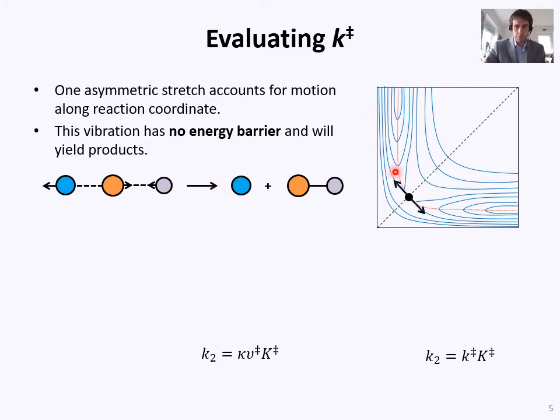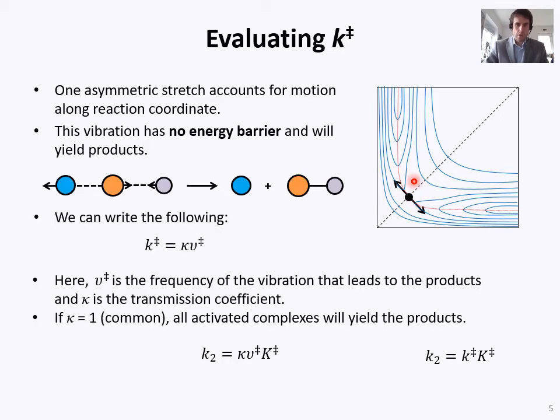And the key approximation that transition state theory makes is that you can't go back once that bond's been broken. So it says that the reactants are in equilibrium with the transition state, but not the products with the transition state. So we can write the following expression, which is essentially what I just said: that the rate constant is going to be given by the frequency of the vibration of this actual stretch.